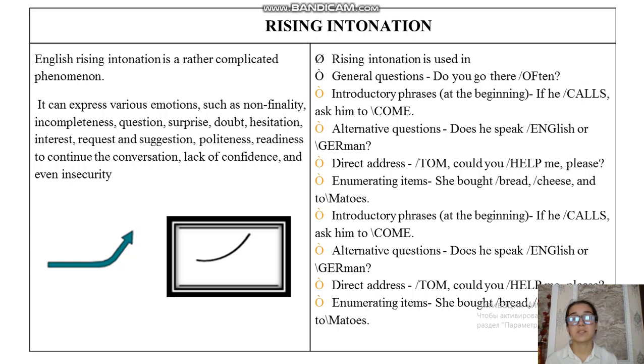First is rising intonation. What is it? So rising intonation expresses various emotions: surprise, doubt, hesitation, request, suggestion, etc. And rising intonation is used in general questions, introductory phrases, alternative questions, direct address, and enumerating items. And here, given pictures of rising intonation, it will be easy for you to understand rising intonation.